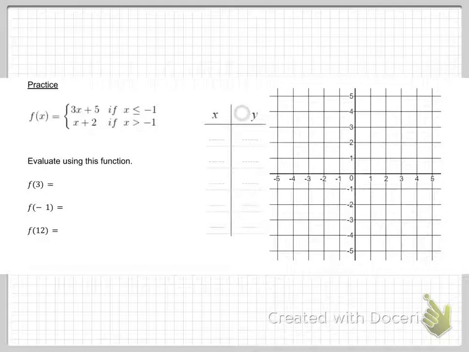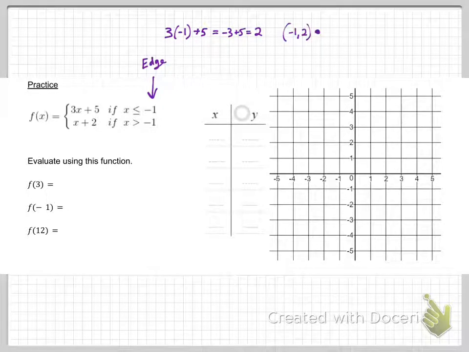Let's try the next one. So first I'm going to evaluate the edge points. My edge point is negative 1 when x is negative 1, so I'm going to plug negative 1 into both functions. When I plug it into the top function, because that's less than or equal to, that point is going to be a closed circle. So the point (negative 1, 2) is a closed circle. The other one, when I plug negative 1 into the other function, because that's greater than, is going to be my open circle. So (negative 1, 1) is my open circle, and that point is not included in the function.